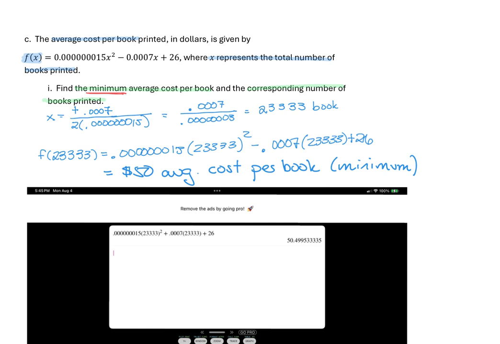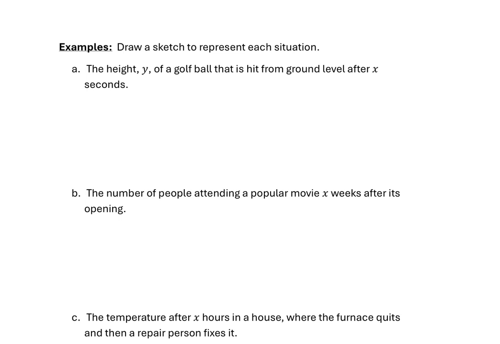All right, that goes ahead, and we have one more problem to look at. So let's go ahead and look at the next one. All right, the next thing that we're going to do is draw a sketch to represent situations that can be modeled by quadratic functions. So remember, the difference between a sketch and a graph is a sketch is just a general idea of what it looks like, doesn't have any specific points, and that's it, okay? So let's go ahead and see what we can do here.